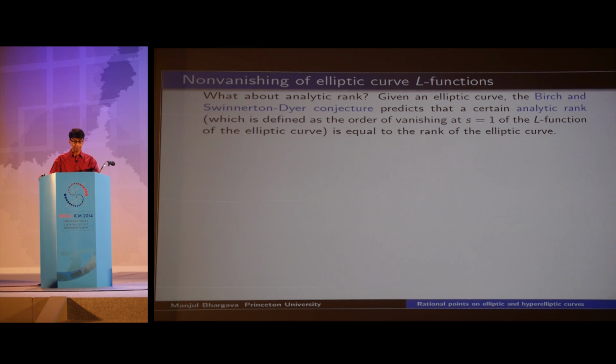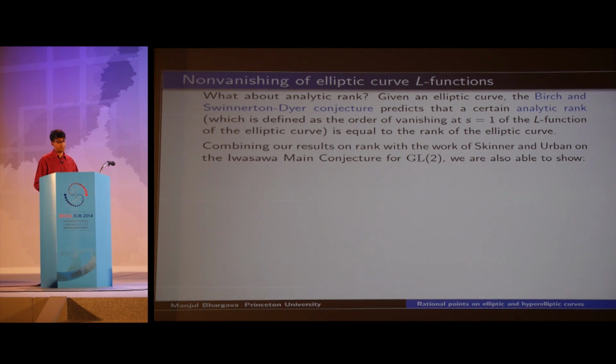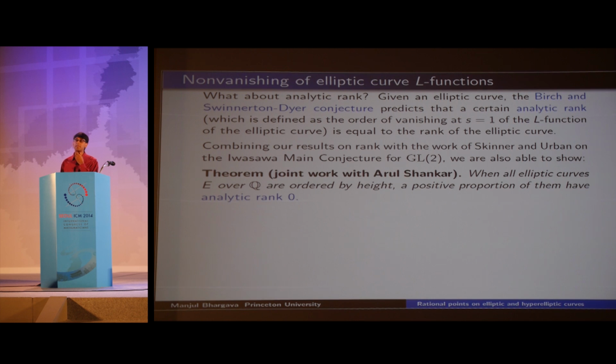That's the Birch-Swinnerton-Dyer conjecture. And it turns out that if we combine these results on average rank with the work of Skinner and Urban on what's called the Iwasawa main conjecture for GL2, which I won't say what that is, we're actually able to show similar statements for the analytic rank, not just the rank. So the similar statement being that when all elliptic curves over Q are ordered by height, a positive proportion of them have analytic rank 0. And since these curves are a subset of those curves that had rank 0 in our construction, a positive proportion have both rank 0 and analytic rank 0. That's something that comes out of this theorem.